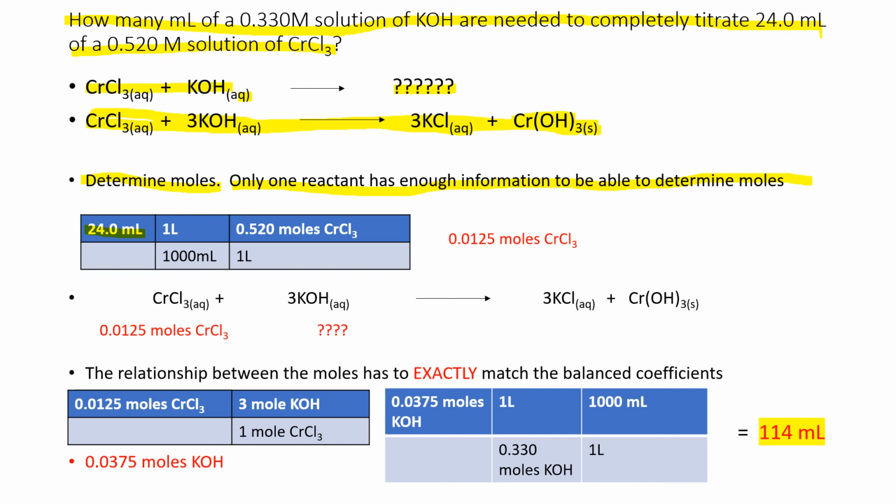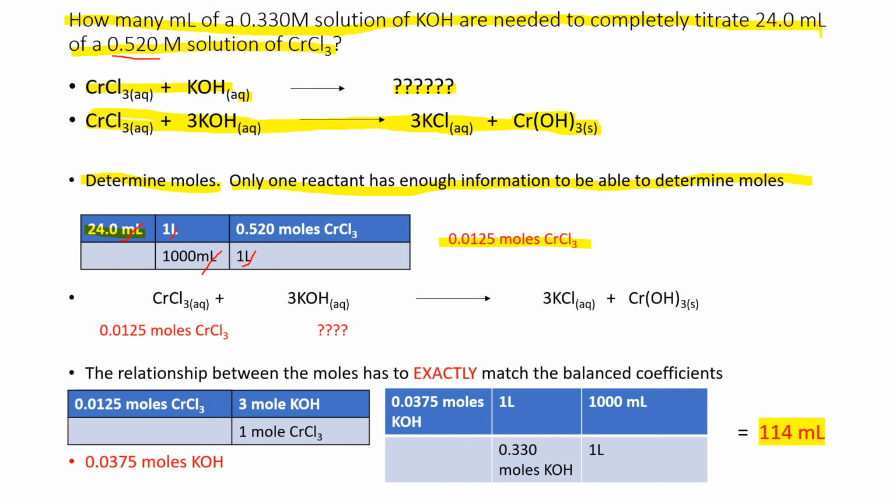When I convert to liters, 1 liter, 1,000 milliliters. My milliliters are going to cancel. Now I'm at liters, so I can use the concentration. 0.520 molar is 0.520 moles of CrCl3 for 1 liter. Our liters would cancel, numerator and denominator. From doing the calculation, 24 times 0.520 divided by 1,000 is going to give us our moles of CrCl3. That ends up being 0.0125 moles.